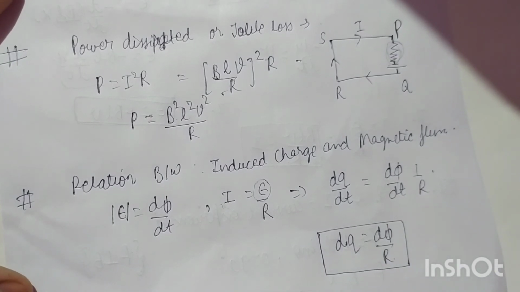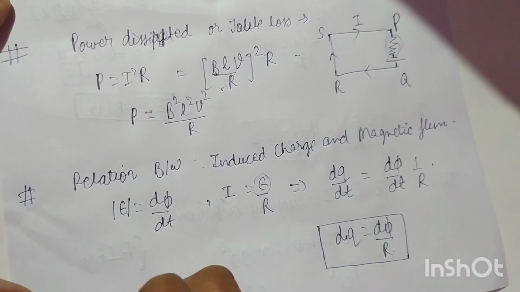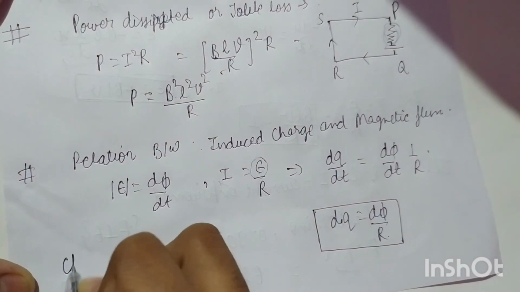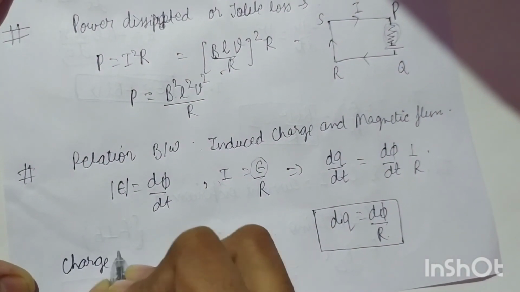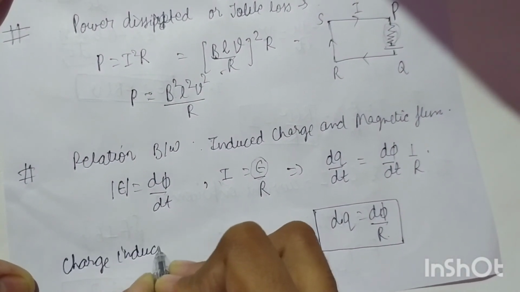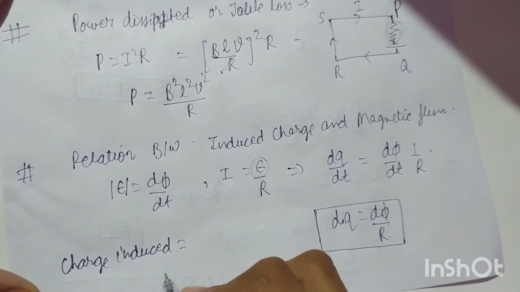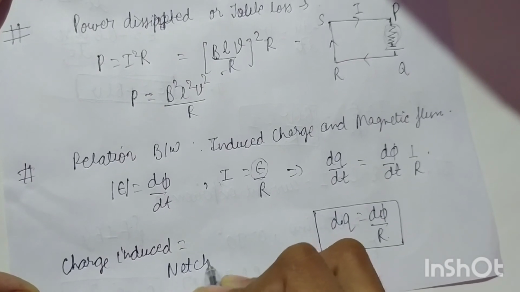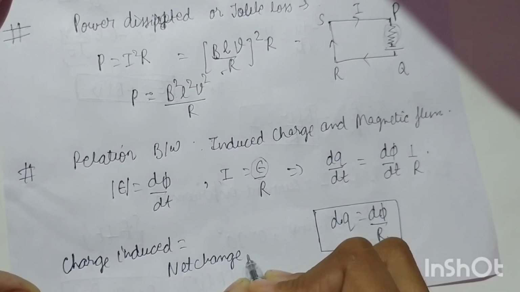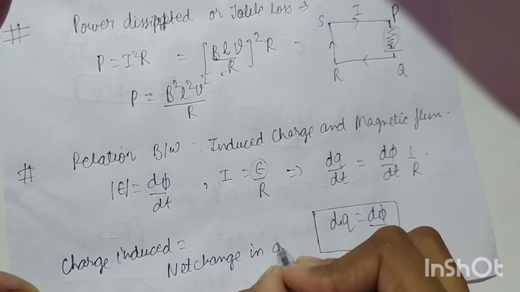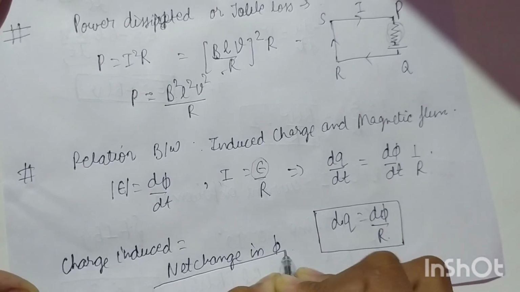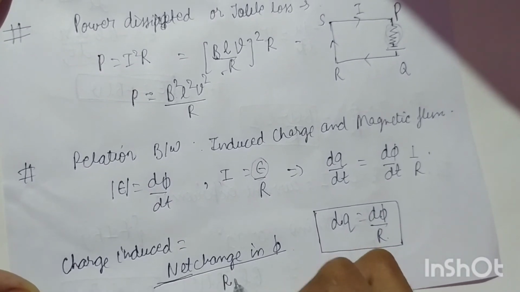So how can we write it? We can write it as charge induced is equal to net change in magnetic flux, which we denote by phi, per unit resistance.